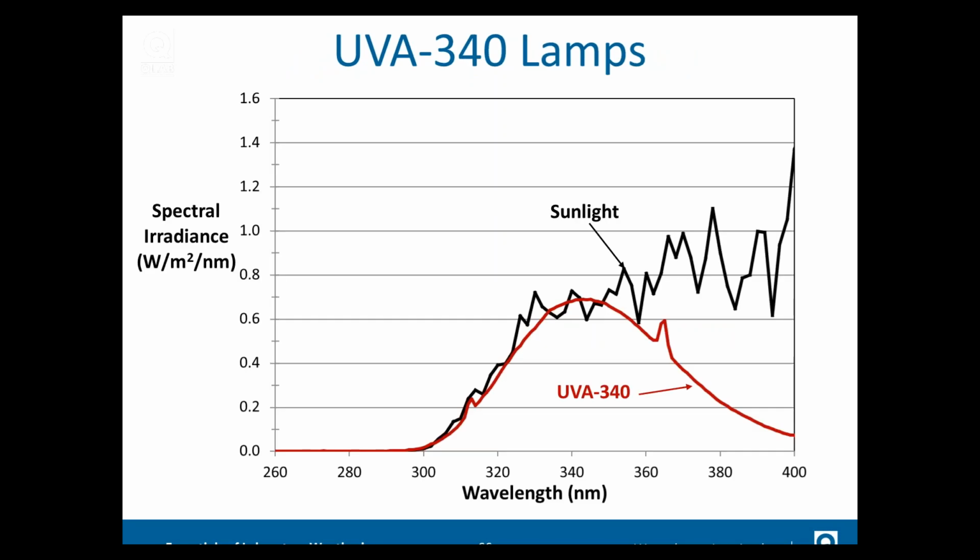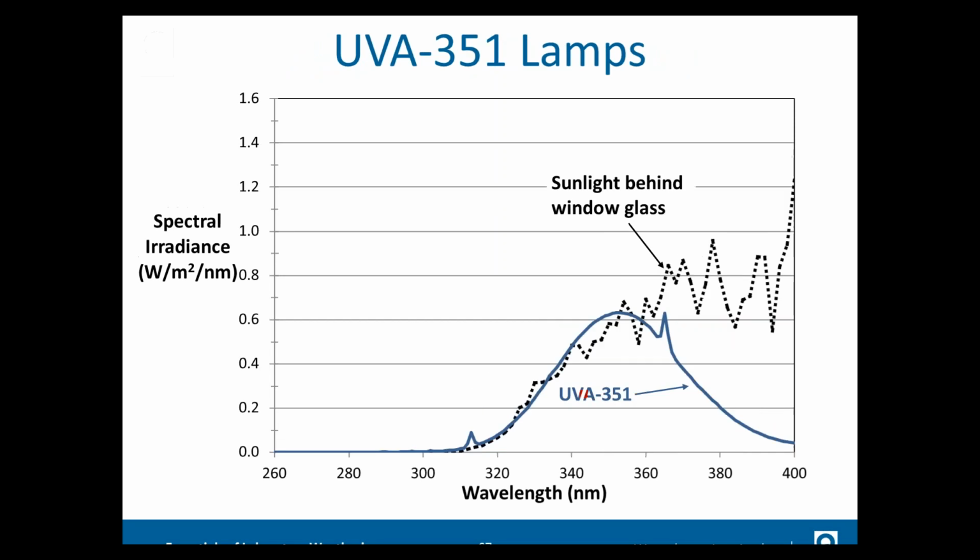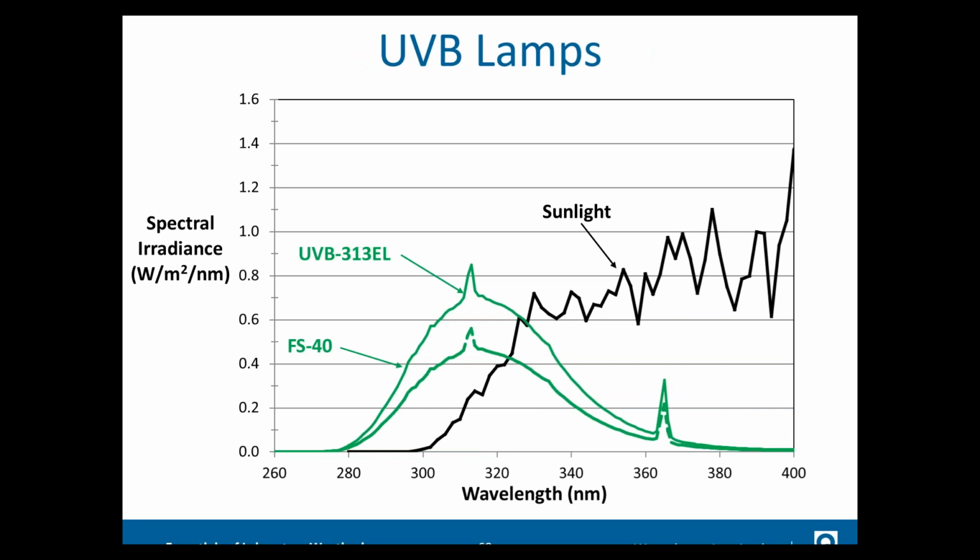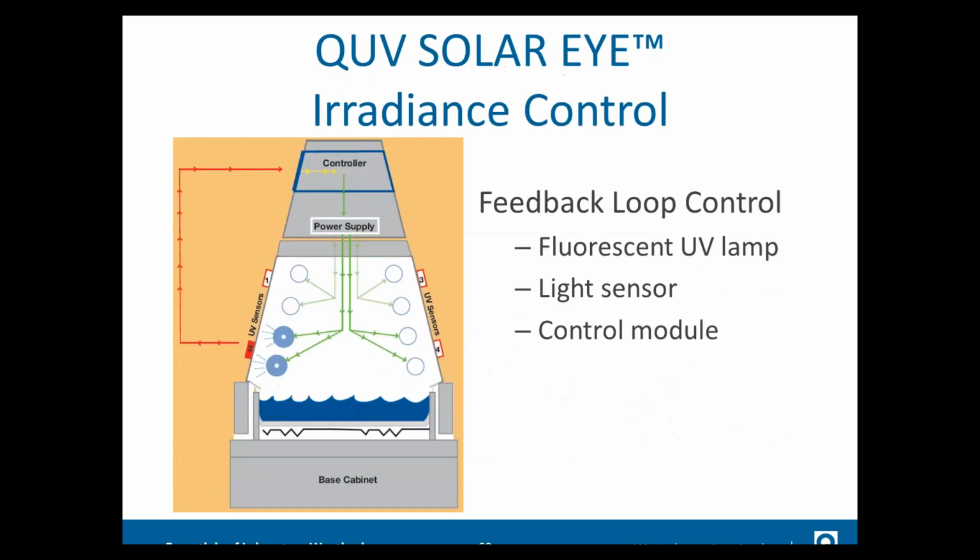So here's some of the spectrums. So for UVA 340, as you can see, up until about 360, 370 nanometers, it's a very close fit to sunlight. The UVA 351, same thing when we compare it to sunlight behind window glass. And then when we look at the 313s, you can see that they don't necessarily simulate sunlight at all, but they are good for quality control tests. So in the QUV, we're also capable of controlling the irradiance. It's a similar mechanism as we discussed in the xenon arc, where we're measuring the UV at a sensor, which feeds back to the controller to tell it whether or not to adjust power.